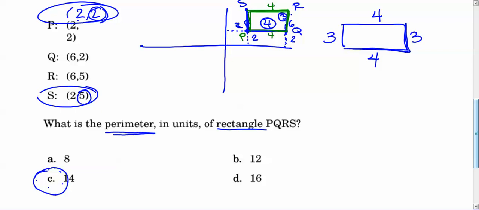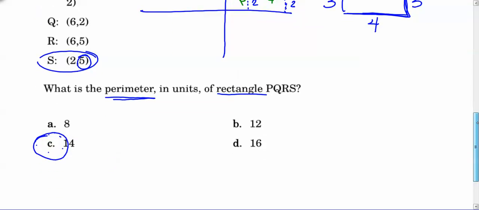So this is one I definitely recommend drawing yourself a little picture. It's pretty easy to see once you draw it. It doesn't need to be spectacular, obviously, based on my example, but drawing yourself a little picture definitely helps. All right, let's move on to the next question.